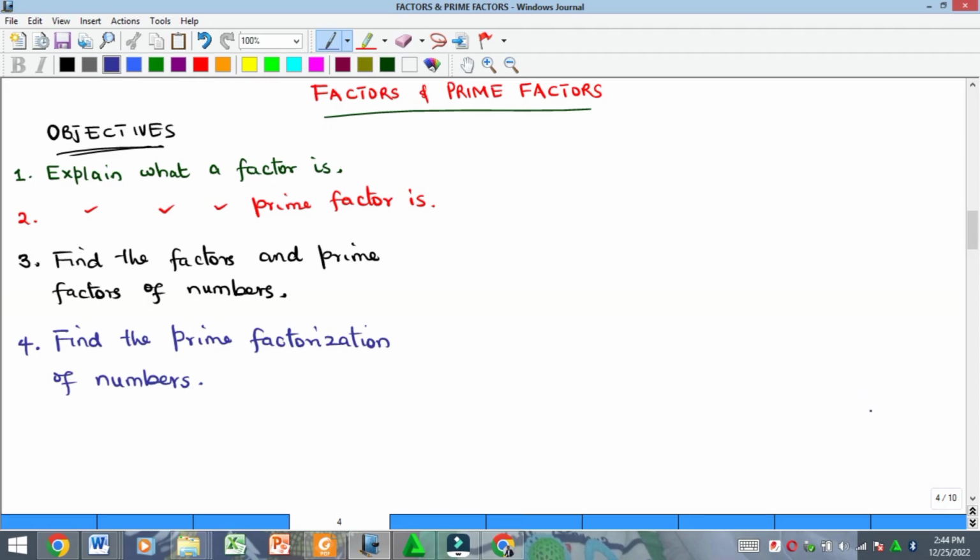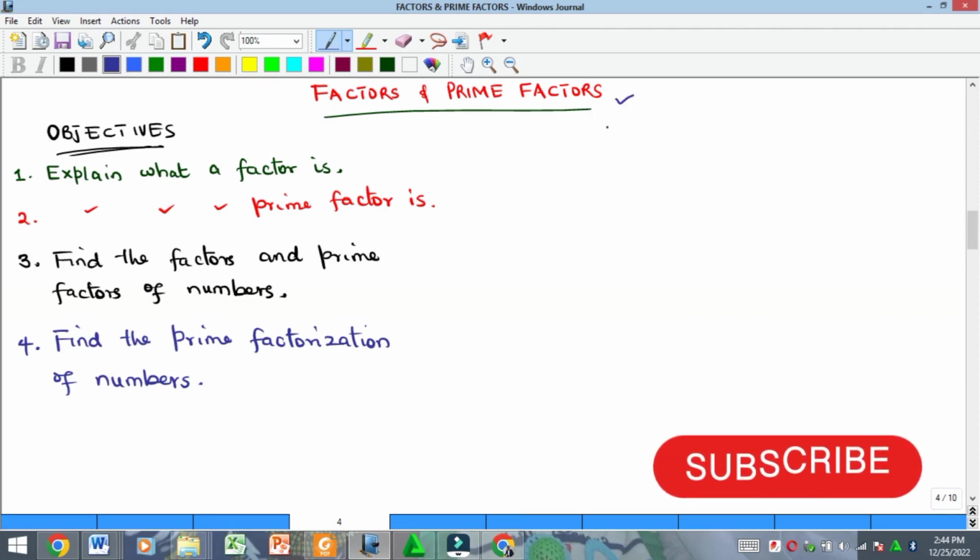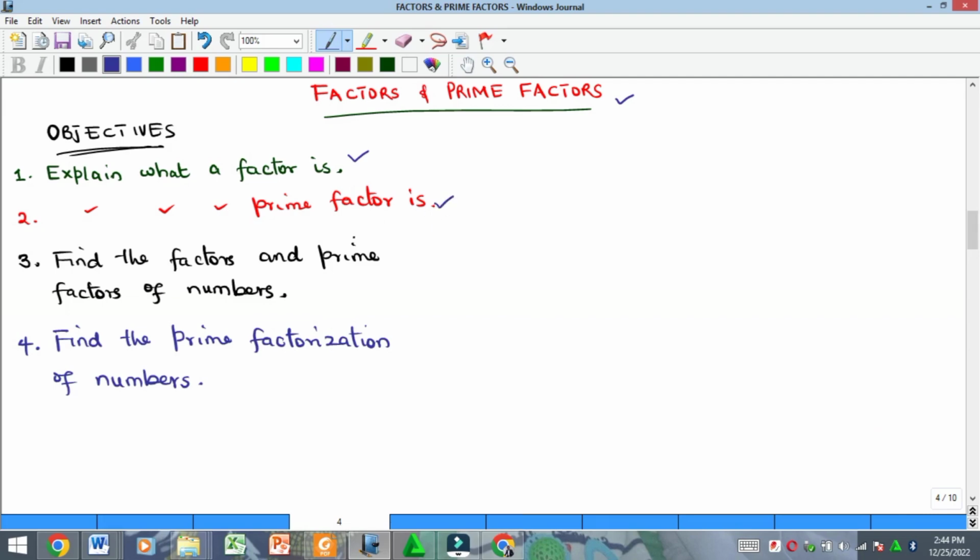So in this video, we'll quickly look at this topic, factors and prime factors. We're going to see what a factor is, and then what a prime factor is, how to find the factors and prime factors of numbers, and how to get the prime factorization of different numbers. This particular video is going to be very explicit in giving you all that you will need in terms of factors and prime factors, and then we are also going to deal with examples.